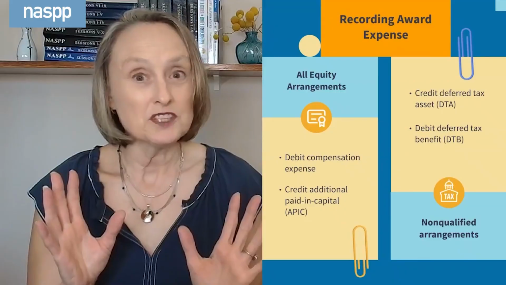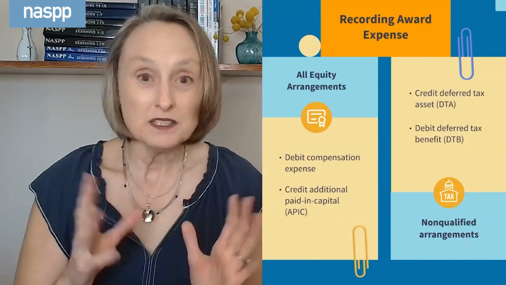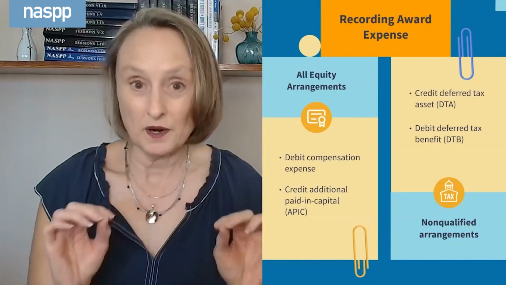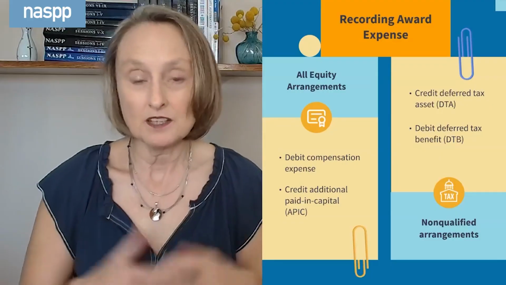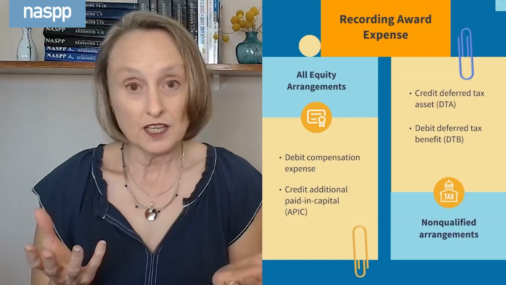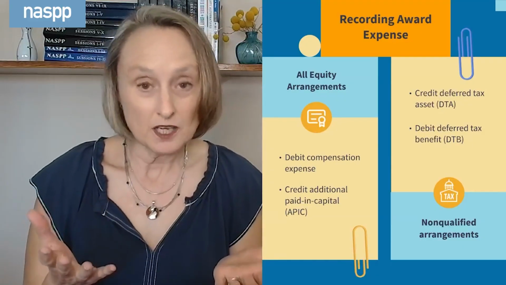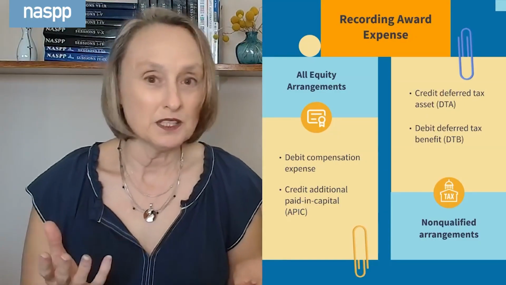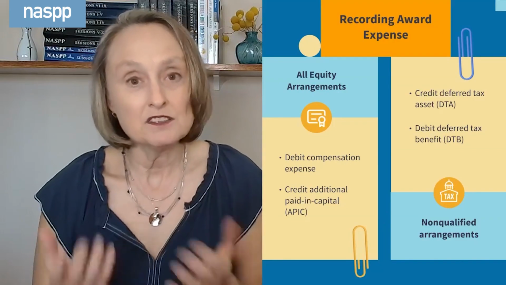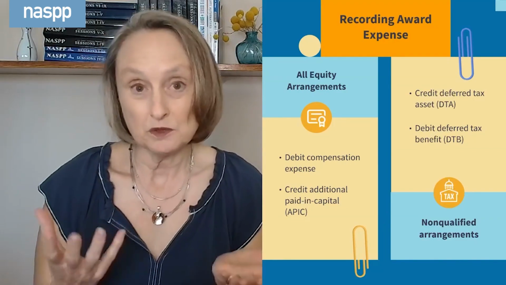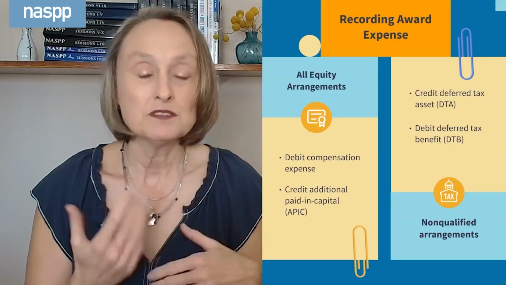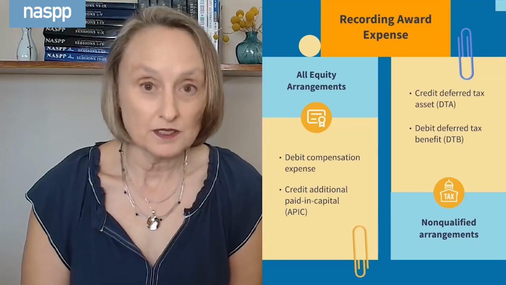Another thing to know about journal entries is that there will always be at least one, and sometimes more than one, offsetting entry. You never have just one entry at a time. So in this case, our offsetting entry will be a credit to additional paid in capital. Additional paid in capital is any amount that's paid for our common stock that exceeds the par value of the stock. And usually we think of those payments as being cash, but in this case, the payment is the services that the employee is performing for the company. And those services are valued based on the expense that we're recognizing for the award.